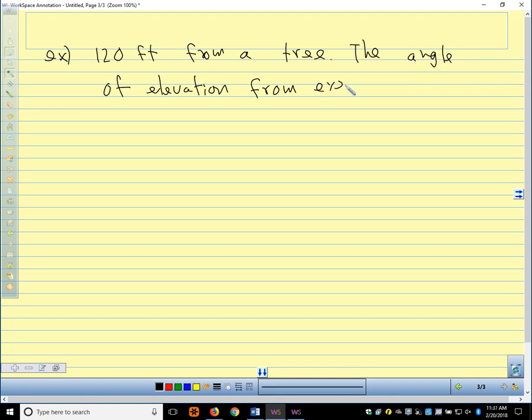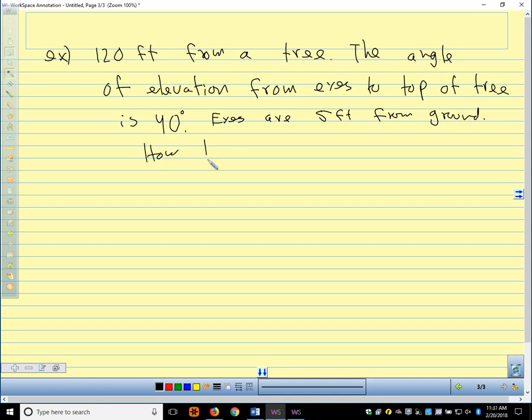The angle of elevation from your eyes to the top of the tree is 40 degrees. And you know that your eyes are 5 feet from the ground, and we want to know how tall the tree is. Yeah, your eyes are 5 feet above the ground.